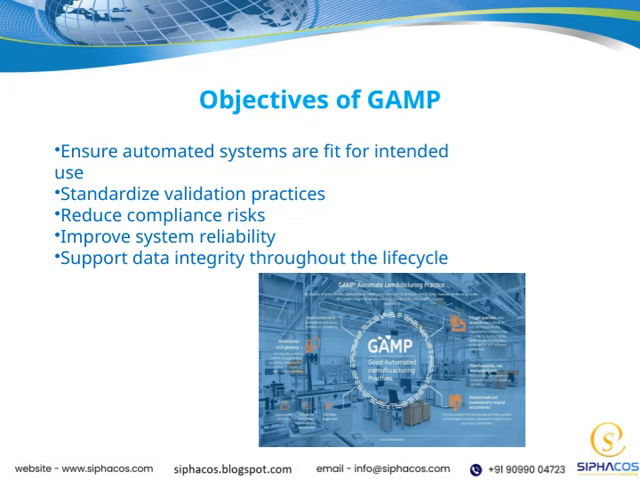Let's talk about how we can ensure that our automated systems are truly fit for their intended use. This means making sure they perform reliably and accurately in the environments where they'll be employed. Standardizing validation practices is a key part of this, as it helps us maintain consistency and thoroughness across all systems. By doing so, we can significantly reduce compliance risks, which are crucial in regulated industries.